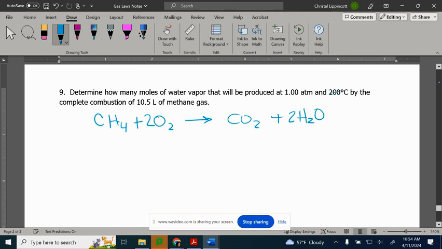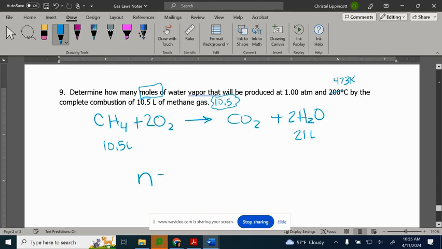Okay. This guy, before we even get started, we're going to convert him to Kelvin. He needs to be 473. And I think we're good. All right. So I have 10.5 liters of methane gas. That means that my cloud is going to be 10.5. And that means that I have how many liters of water that I'm going to produce? 21. Yep.